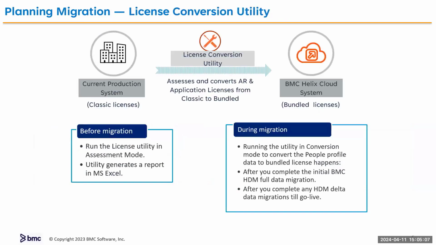So here is the high-level process of converting from the classic licensing model to the bundle licensing model. In stage one, during planning, prior to data migration, initiate the license conversion utility in assessment mode and examine the generated Excel report. Subsequently, in the stage four migration phase, following the initial data transfer, execute the license conversion utility in conversion mode to convert all classic licenses to bundle licenses within the new Helix environment. Execute this utility in conversion mode after each subsequent data migration until go live.